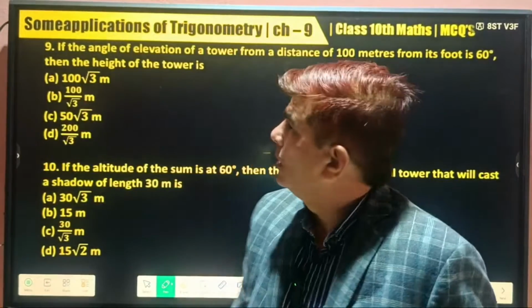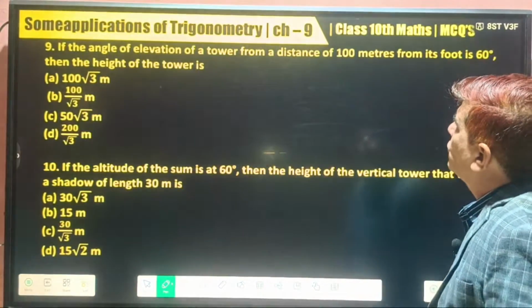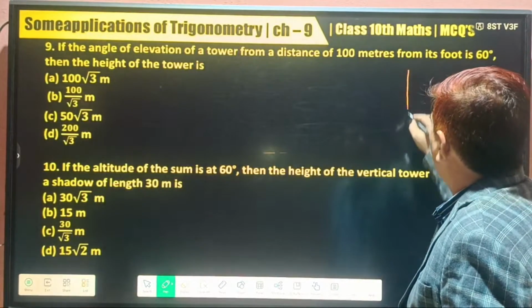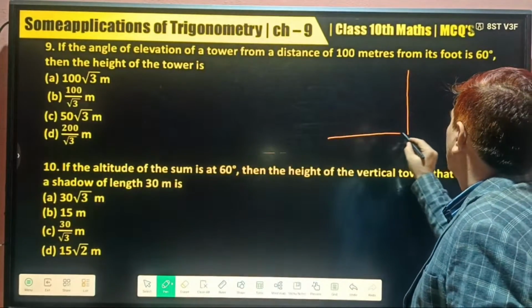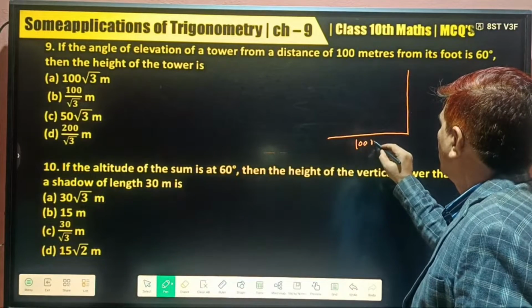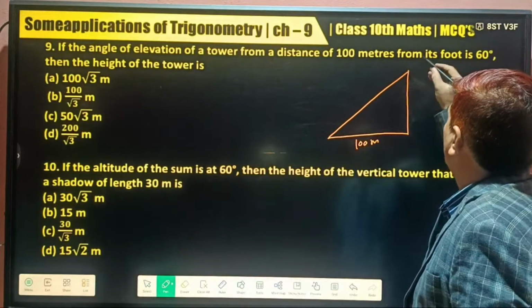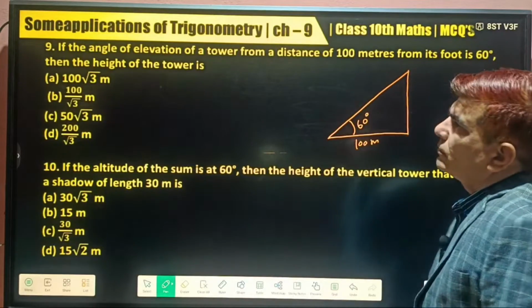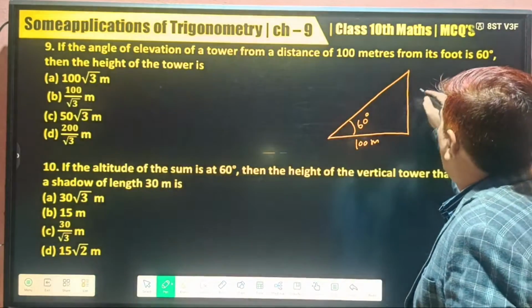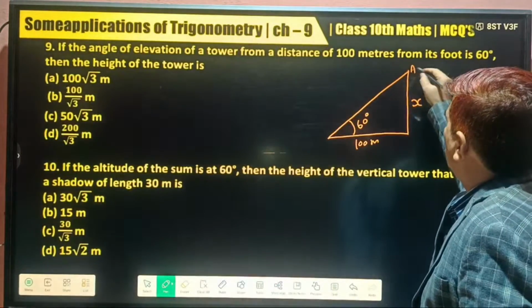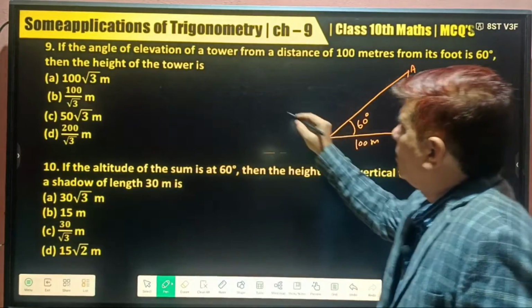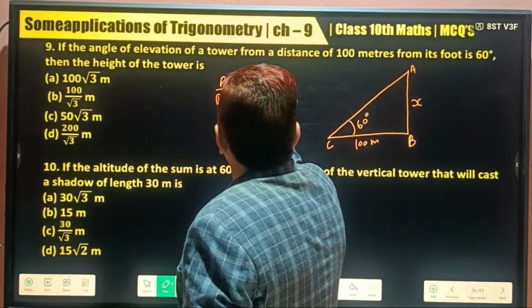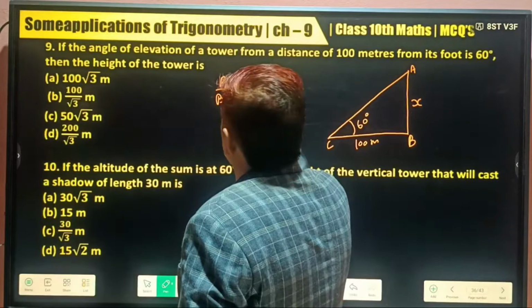Question number 9. If the angle of elevation of a tower from a distance of 100 meters from its foot is 60 degree, what's the height of the tower? We can say this is the tower and this is 100 meters away. This is the angle of elevation. Let x be the height of the tower. So AB by BC is equal to tangent how much degree? 60 degree.